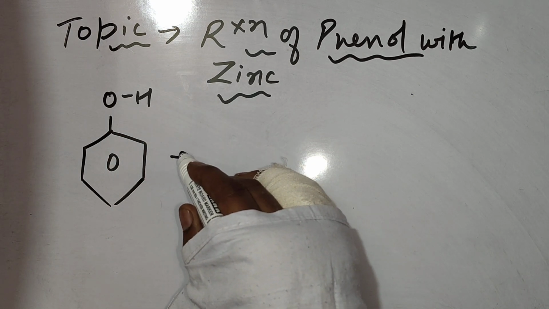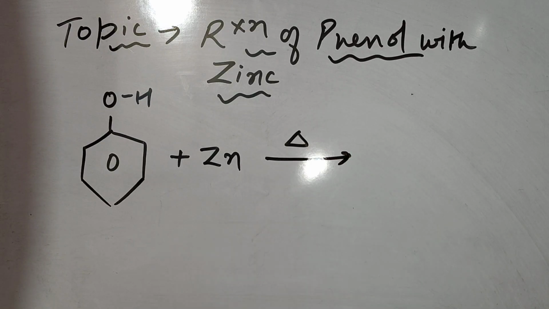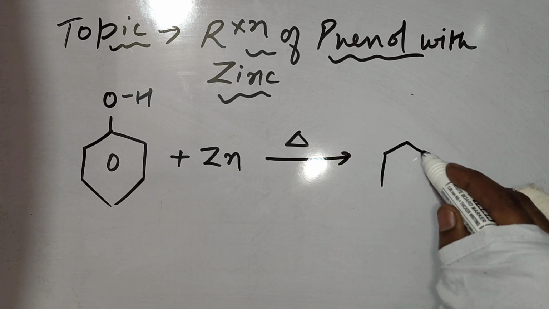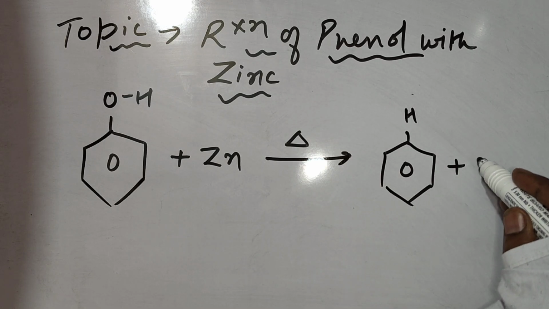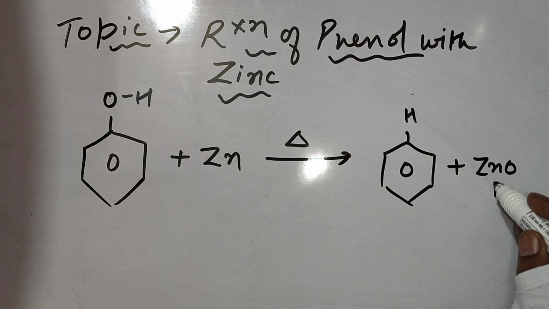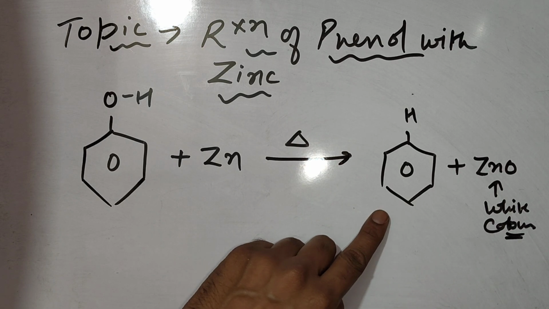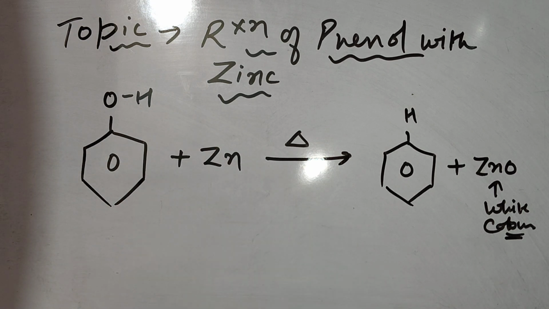This is phenol, zinc, and obviously we need heat. We will heat it and benzene will generate. The side product will be zinc oxide, a white colored substance. Benzene is a colorless liquid. Phenol will be colorless. Zinc will be in solid form, silvery white. On heating, this reaction will happen.